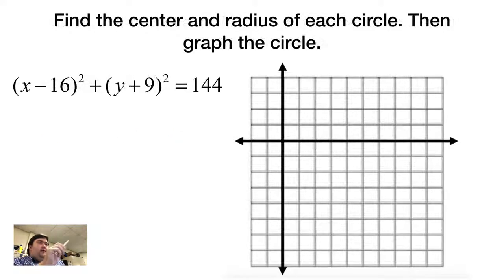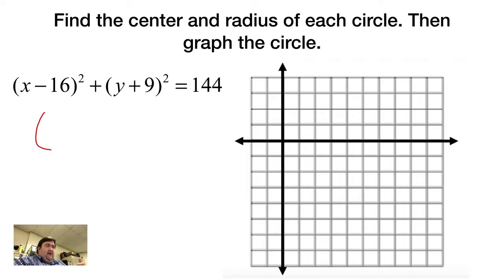All right, so now we are going to find the center and the radius of each circle. Then we're going to graph the circle. In other words, now we're being given the equation, where right before we had been given the points. So we're using that to find the center and radius. The equation is pretty much doing the exact same thing we were doing before.